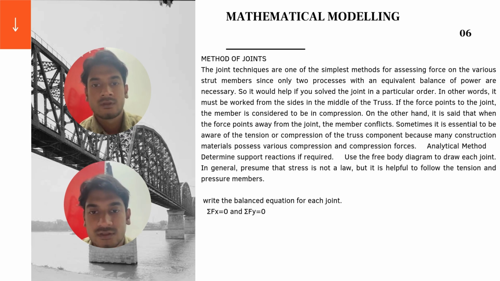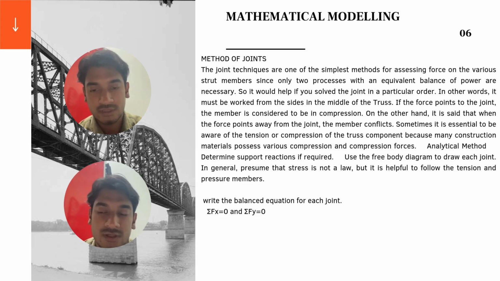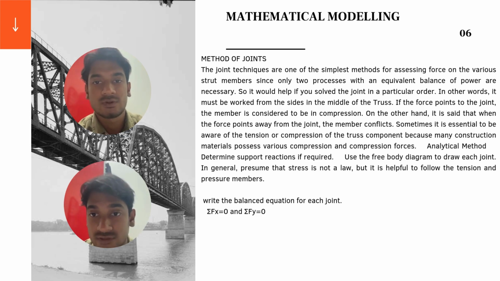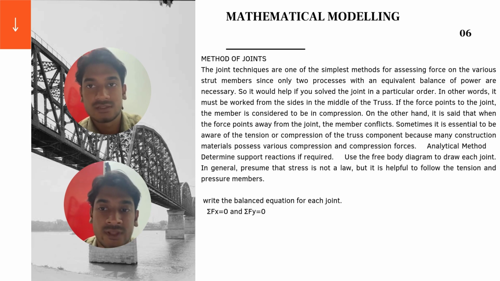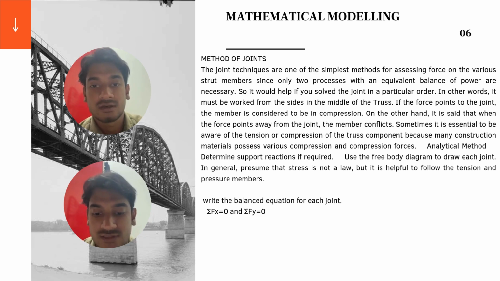Okay, so for the method of joints, we must work from the side in the middle of the truss. The first step is we will determine the support reactions if required. And the second, we must draw the free body diagram of the joint. So based on the truss, we can see that there are many joints. We must write the balance equations for each joint, which is the total of Fx equal to 0 and the total of Fy equal to 0.